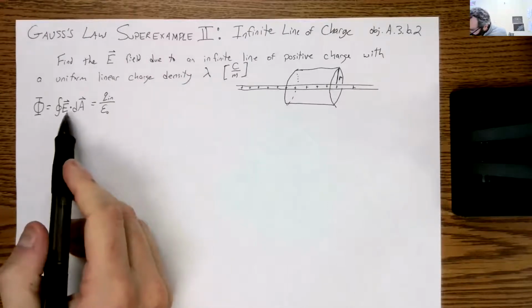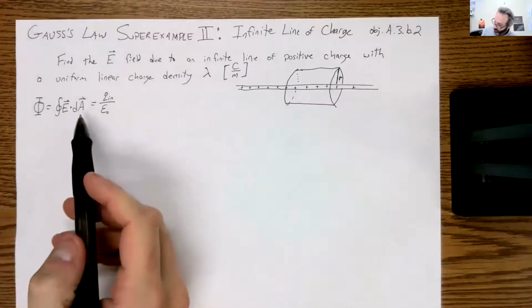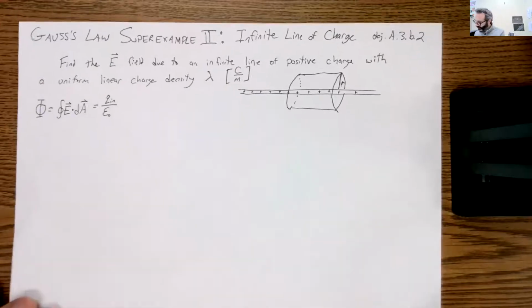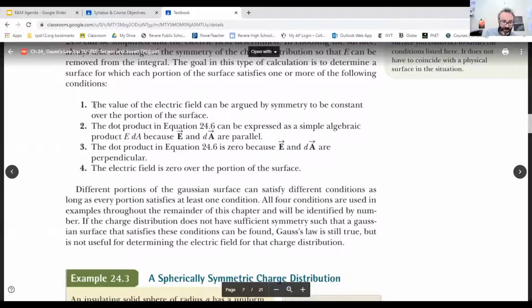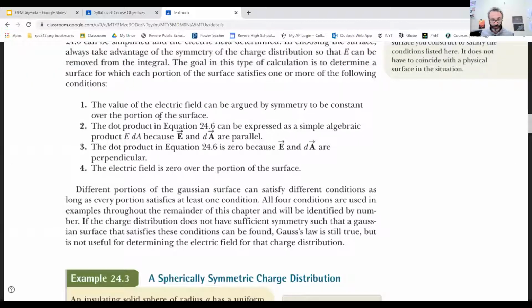So why don't we get started here? I want to bring back up for a moment the conditions that we have in order to make sure that we can use Gauss's law. Those were in the textbook here. Remember, for every part of our Gaussian surface, at least one of these conditions has to be met. Either the value of the electric field can be constant over that portion of the surface, which means we can take the electric field out of the integral and make the integral much easier.